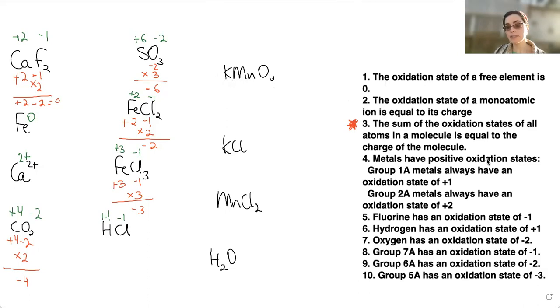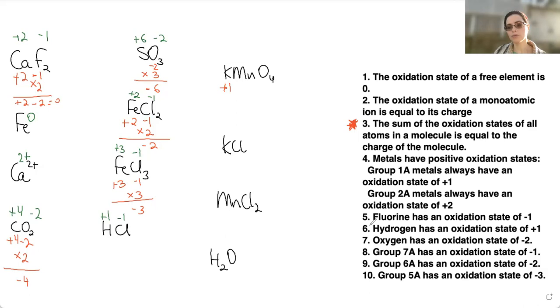Metals have positive oxidation states. Group 1A metals always have an oxidation state of +1. Great. So that means that we can assign +1 to potassium. And then we can just continue reading through the rules, right?